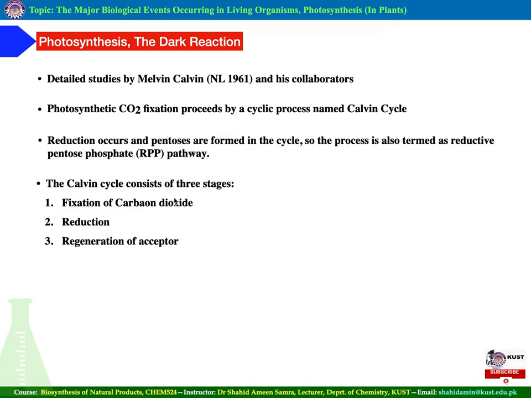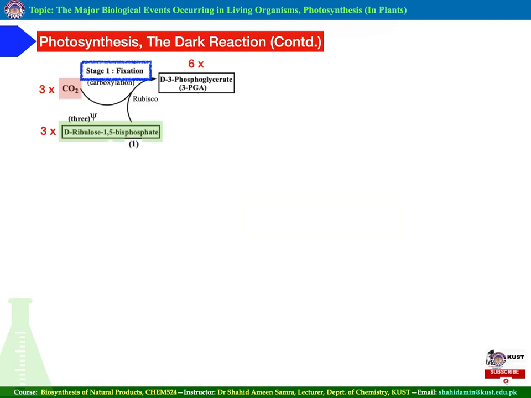Calvin cycle consists of three stages. These are fixation of carbon dioxide, reduction, and regeneration of the acceptor. Now these phases will be discussed a little bit in detail. Fixation of carbon dioxide occurs when a 5-carbon sugar, in its phosphorylated form, D-ribulose 1,5-bisphosphate, takes up 3 carbon dioxide molecules in the presence of a specific enzyme named Rubisco, and this will be a carboxylation process because as a result there is formation of a carboxylic acid molecule.